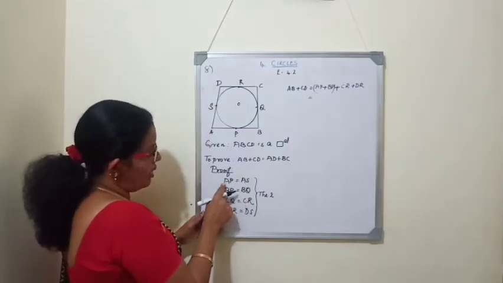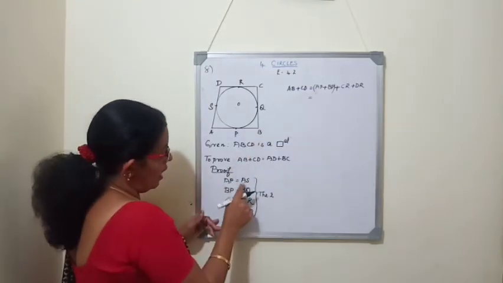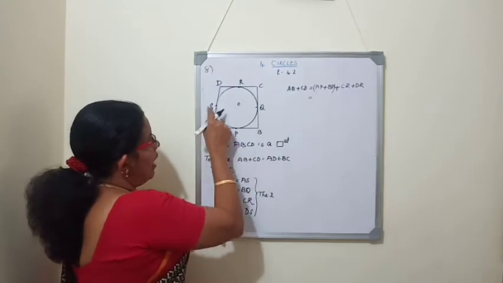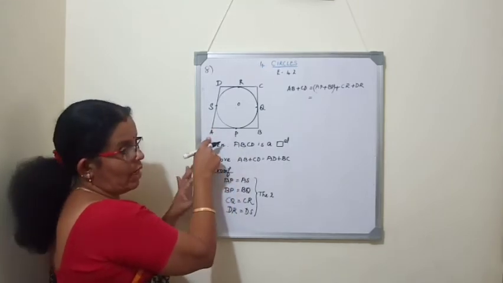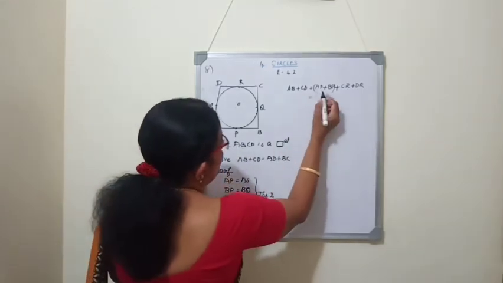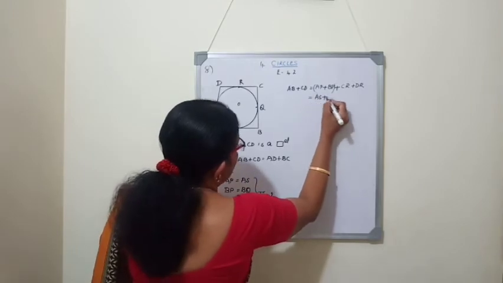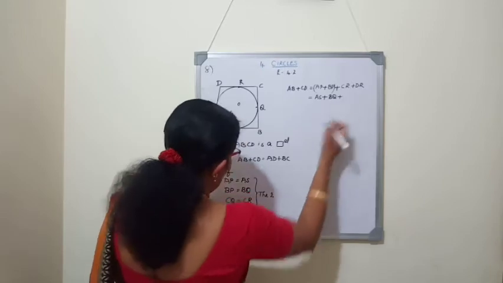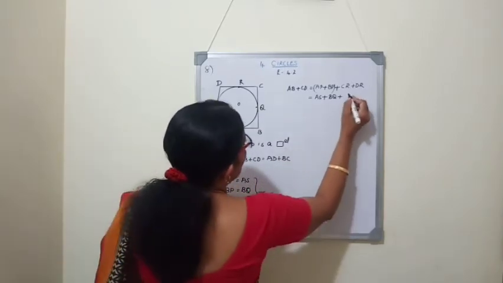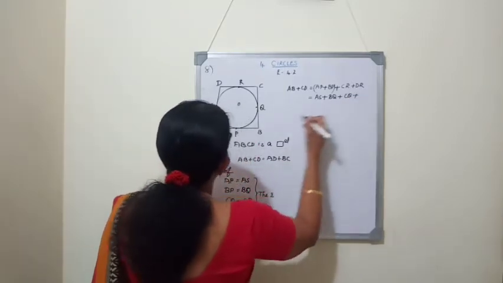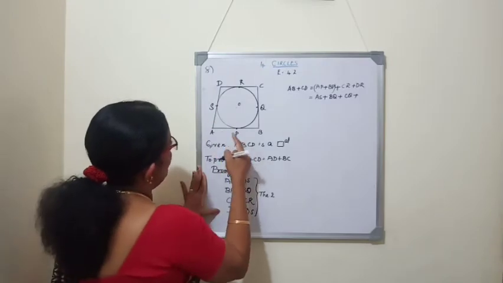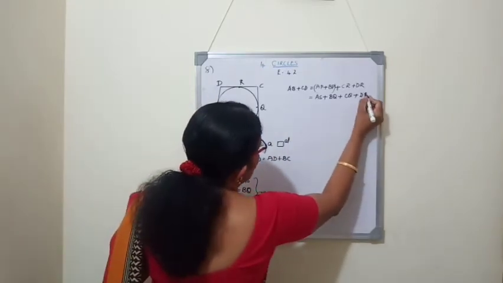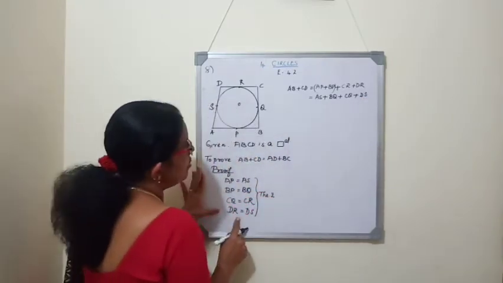Now what we should do is, all these four terms we have to change according to this. So how can we write AP? AP can be written as AS, because AP and AS are two tangents from the external point A. So instead of AP we will write AS. Instead of BP we can write BQ. Instead of CR we can write CQ. And instead of DR we can write DS.